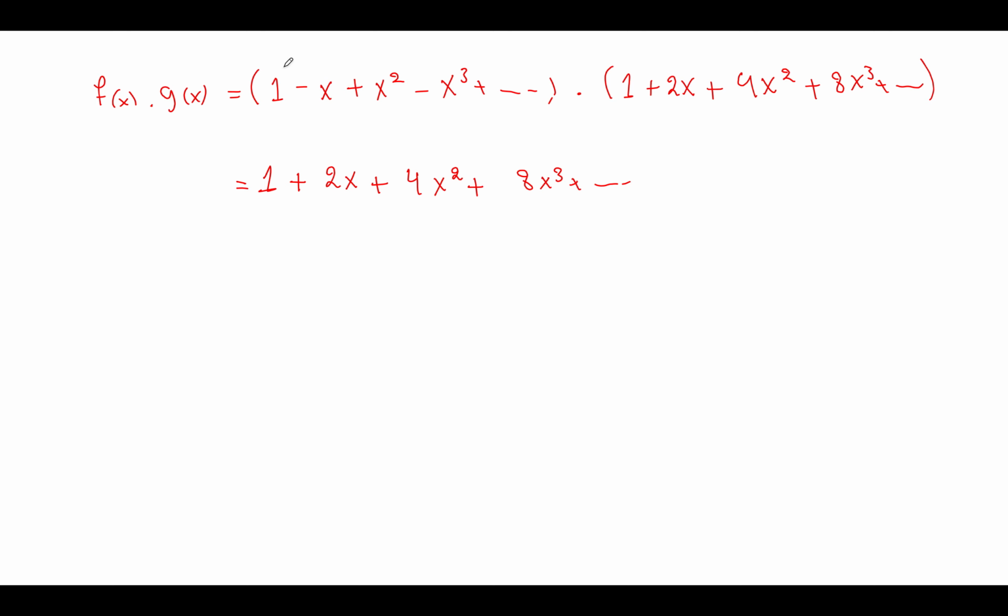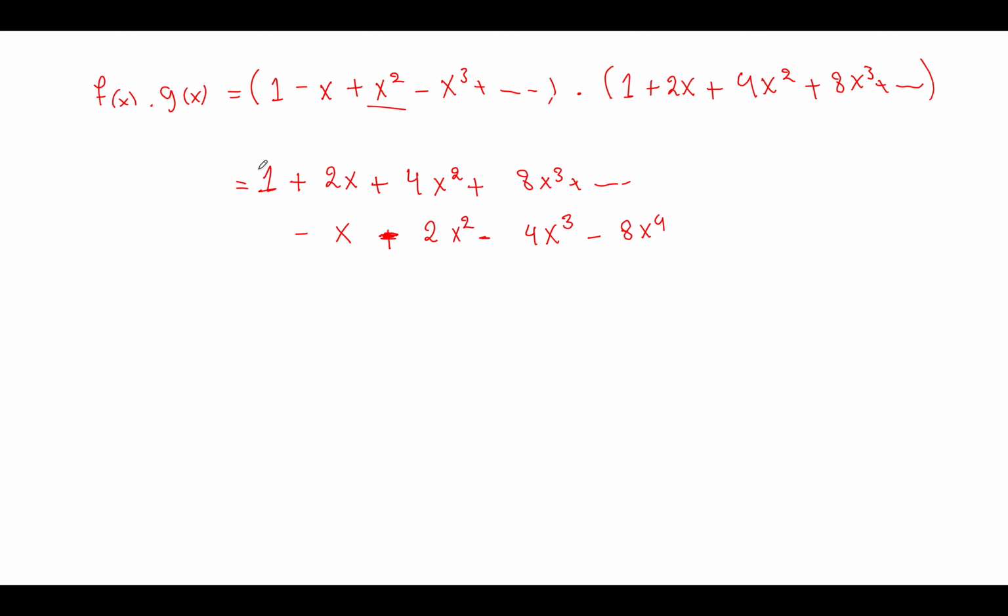Alright, then we take the second term, and keep your mind on the change of the sign. So here we got minus. This time we'll have minus x minus 2x squared minus 4x cubed minus 8x to the 4th. Okay?